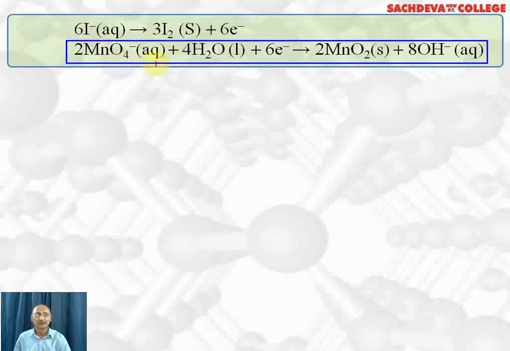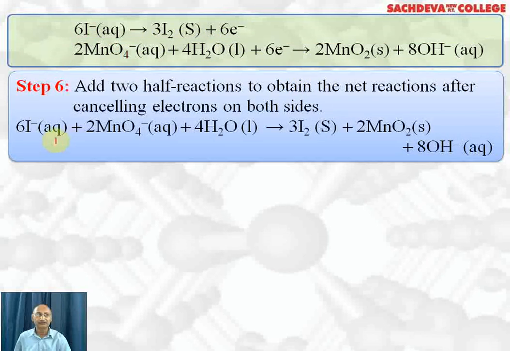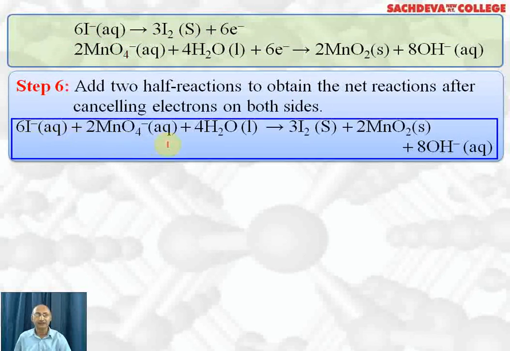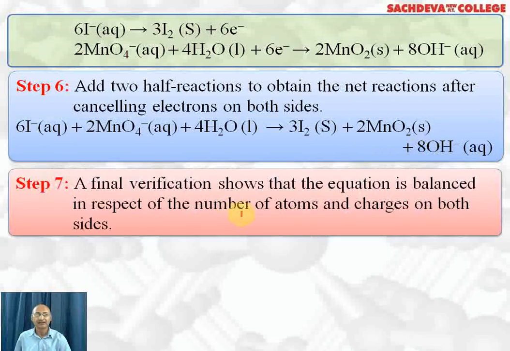2 MnO4⁻ (aq) + 4 H2O (l) + 6 electrons gives 2 MnO2 (s) + 8 OH⁻. Add the two half-reactions. We get 6 I⁻ + 2 MnO4⁻ + 4 H2O. The electrons cancel as they are on opposite sides, giving 3 I2 (s) + 2 MnO2 (s) + 8 OH⁻ (aq). So the final verification shows that the equation is balanced.